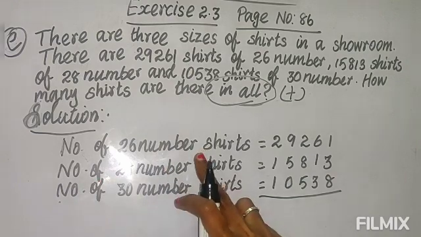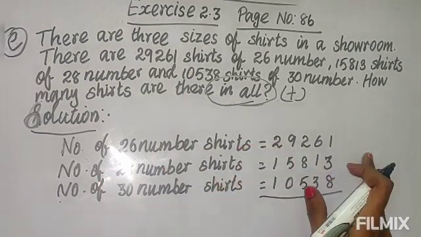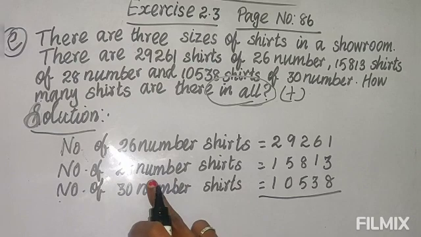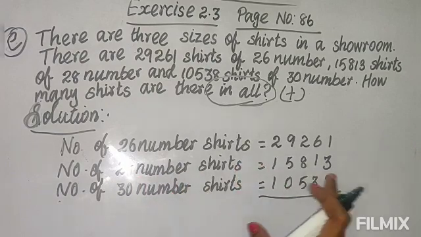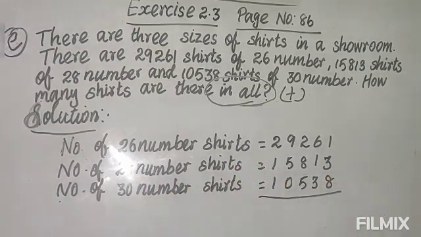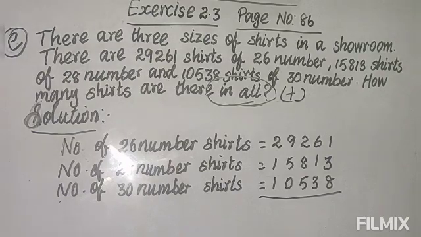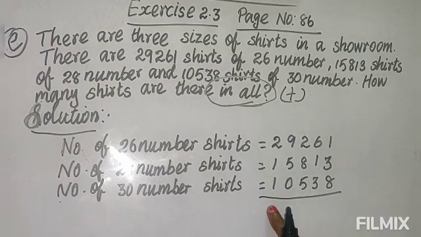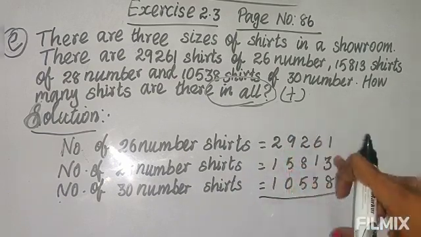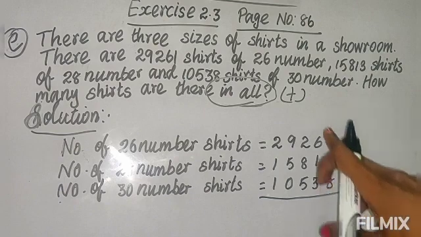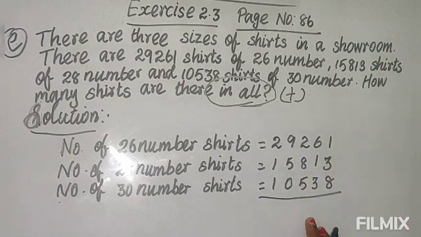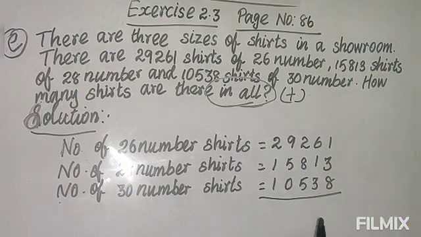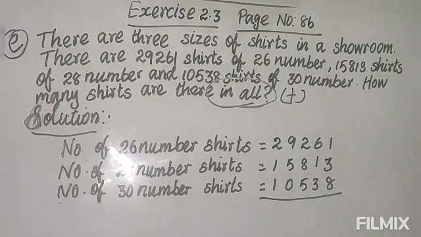Number of 26 number shirts are 29,261. Number of 28 number shirts are 15,830. Number of 30 number shirts equal to 10,538. Here also you must observe the equal signs are in the same line, and these numbers are in their own columns, arranged properly. So first you have to arrange like this. Then now let's add.